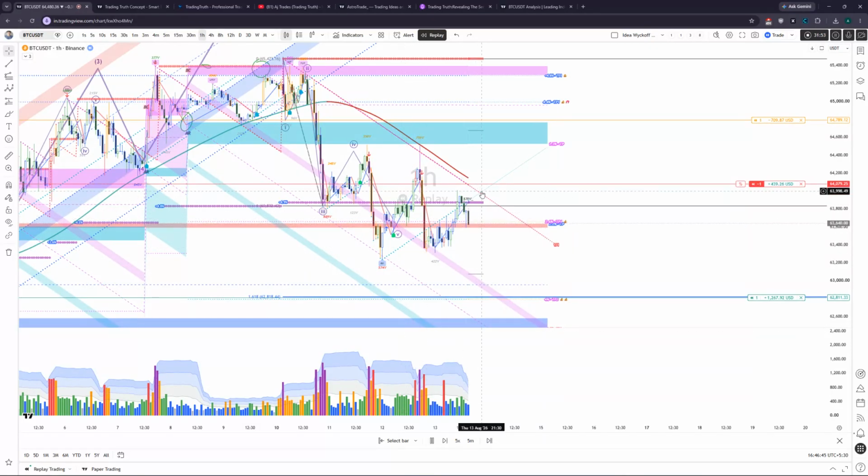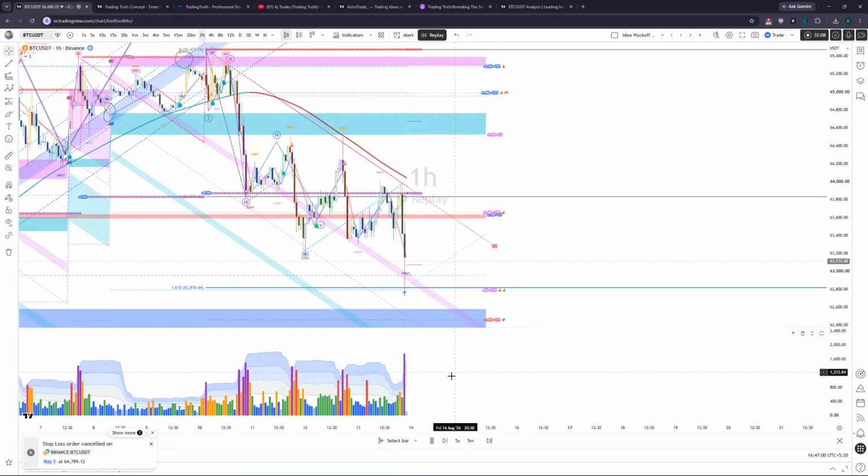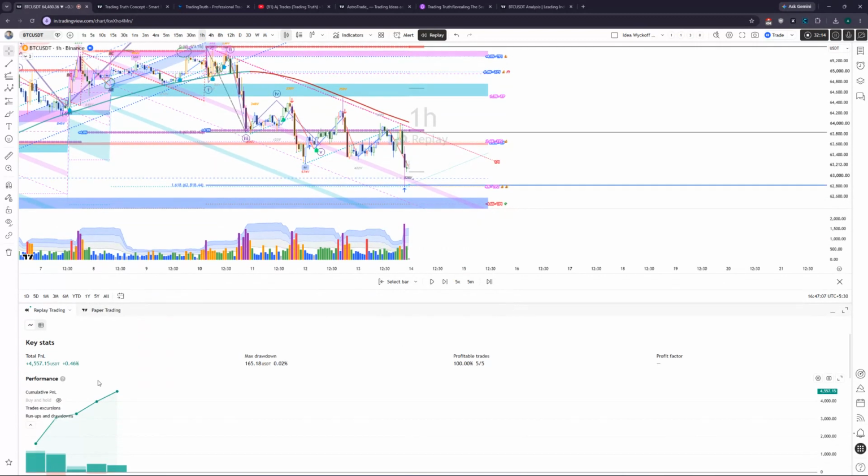This is a complex sort of ABC, A, B, A, B. I think, yeah, A, B, C, D, E, something like that will happen. Again, it's reaching the resistance, and you see the reaction there, and my take profit got hit. You see on this candle. So we made a total of $4,500.